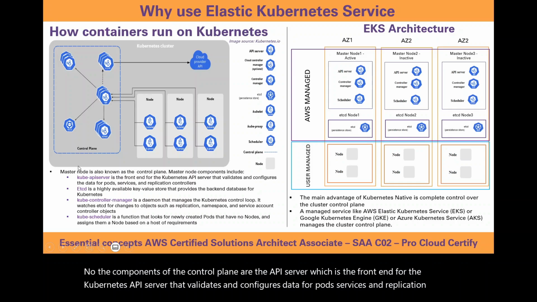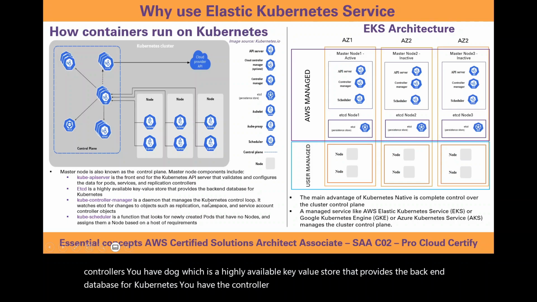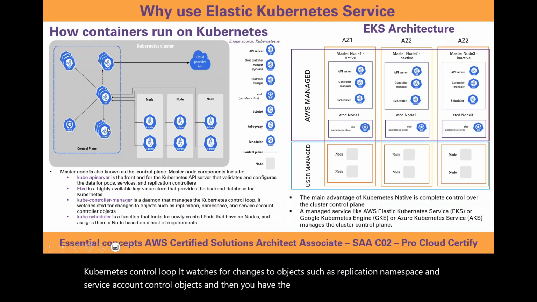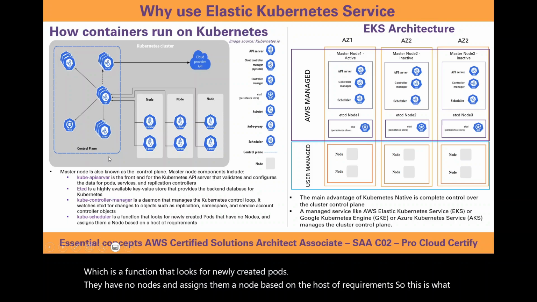You have etcd, which is a highly available key value store that provides the backend database for Kubernetes. You have the controller manager, which is the daemon that manages the Kubernetes control loop. It watches etcd for changes to objects such as replication, namespace, and service account controller objects. And then you have the scheduler, which is a function that looks for newly created pods that have no nodes and assigns them a node based on the host of requirements. So this is what the components of a control plane are.